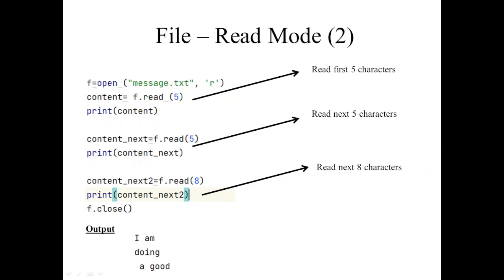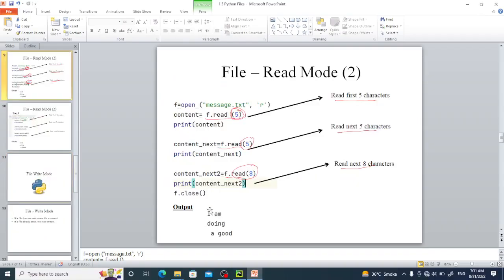Next, if we want to read selective characters, then we can use the command f.read, and we can put the number of characters in brackets. If we put f.read(5), then it will only read the first 5 characters. Now if in the code we put again f.read(5), then it will read the next 5 characters. Similarly, if we put again read(8), then it will read the next 8 characters. So this command is used to read selective characters from the file.